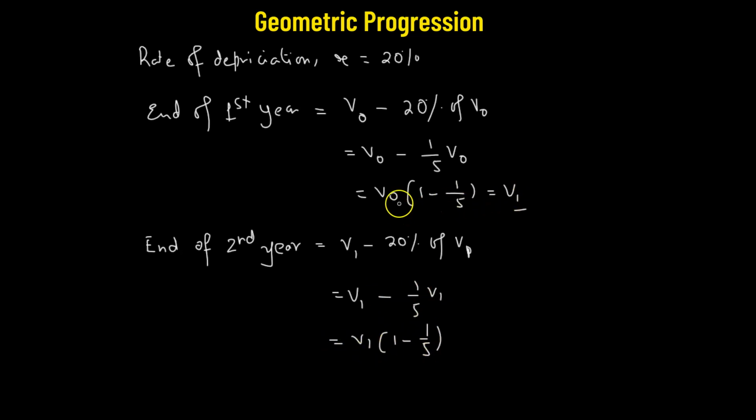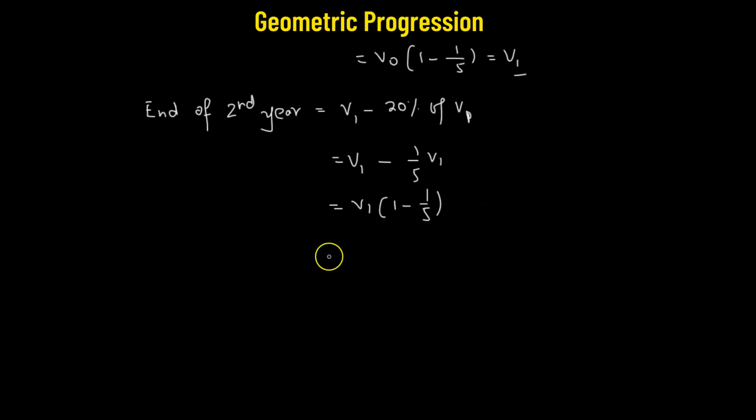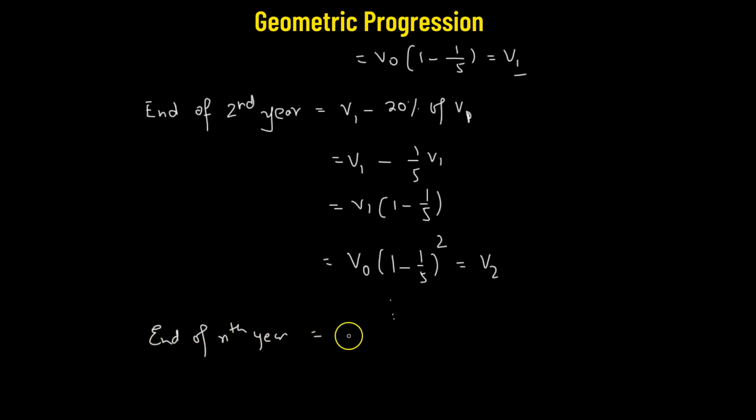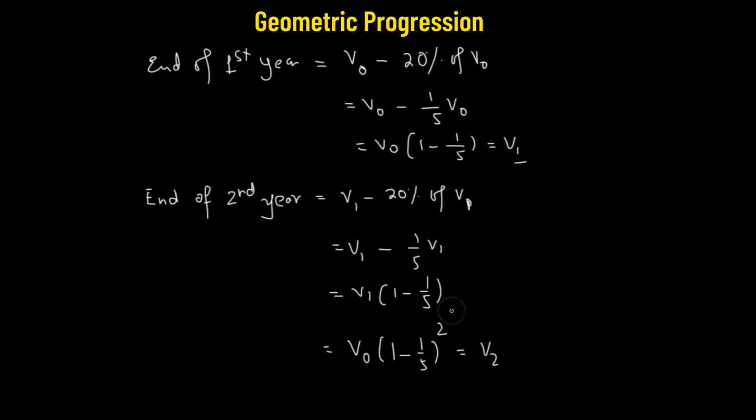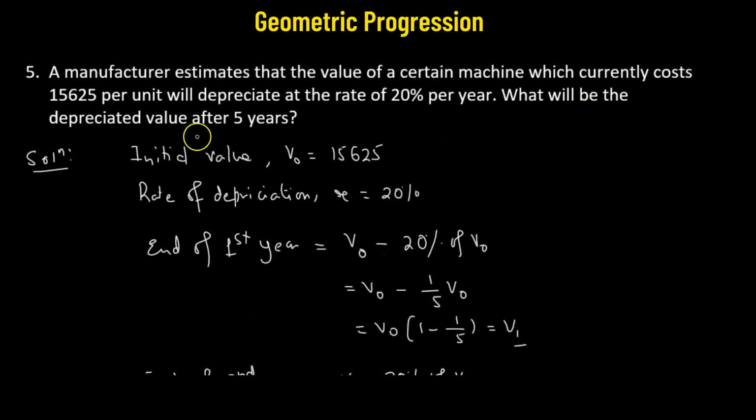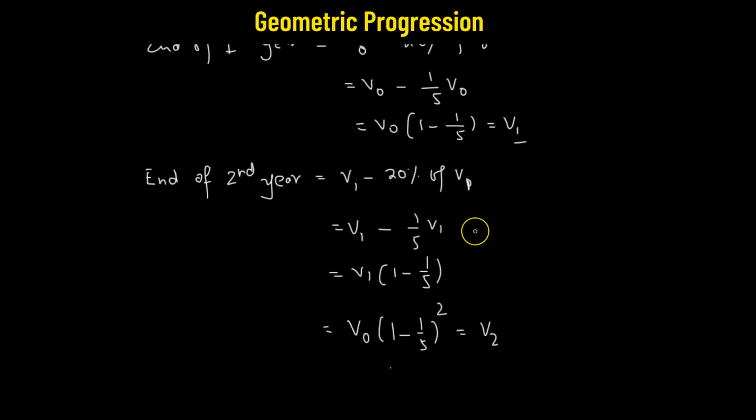Now we've already obtained the value of V1. So V1 is equal to V0 times 1 minus 1 over 5. Multiplied by 1 minus 1 over 5, this will be whole squared, and we can call it V2. So here we can find the value at the end of the nth year. This will be equal to V0 times 1 minus 1 over 5 raised to the power of n.